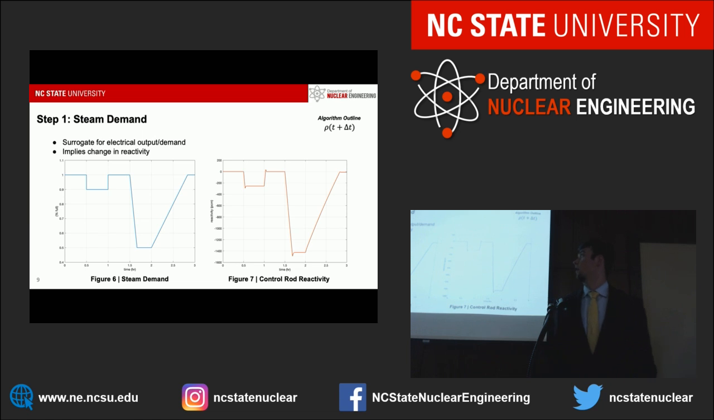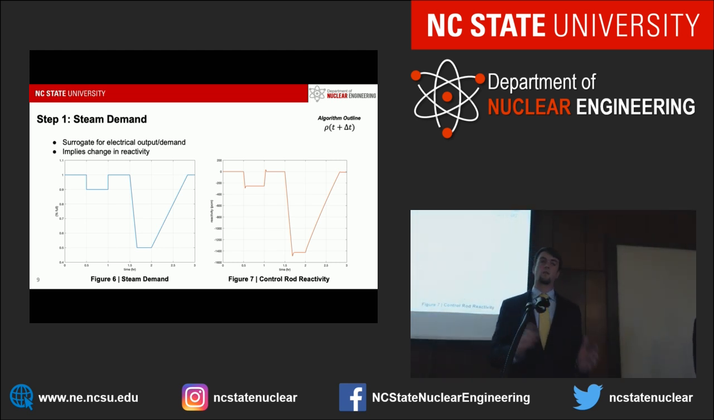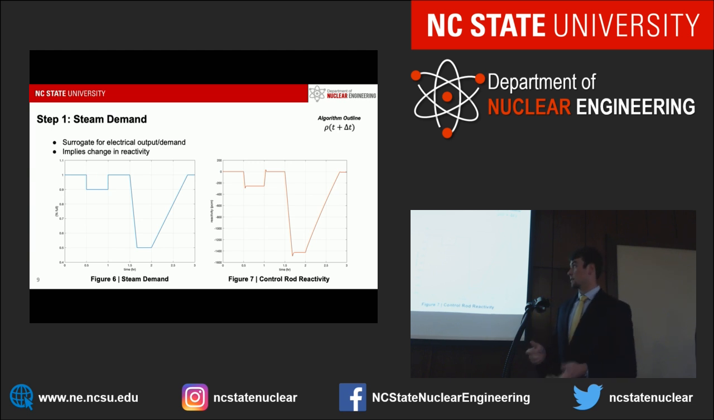So as Ben mentioned, the first thing that we give the system in order to change the power level is a steam demand. This gives the system a reference steam flow rate that causes an error signal between the actual steam flow rate and the reference steam flow rate. This provides the system with a reactivity demand, which is then tried to be met by moving control rods. As you can see on the right-hand side, or your left-hand side, there's a steam demand given to the system. This steam demand curve includes benchmark ramp rates from the ABWR as well as the ESBWR. And this steam demand then yields the control rod reactivity insertions shown on the left-hand side.